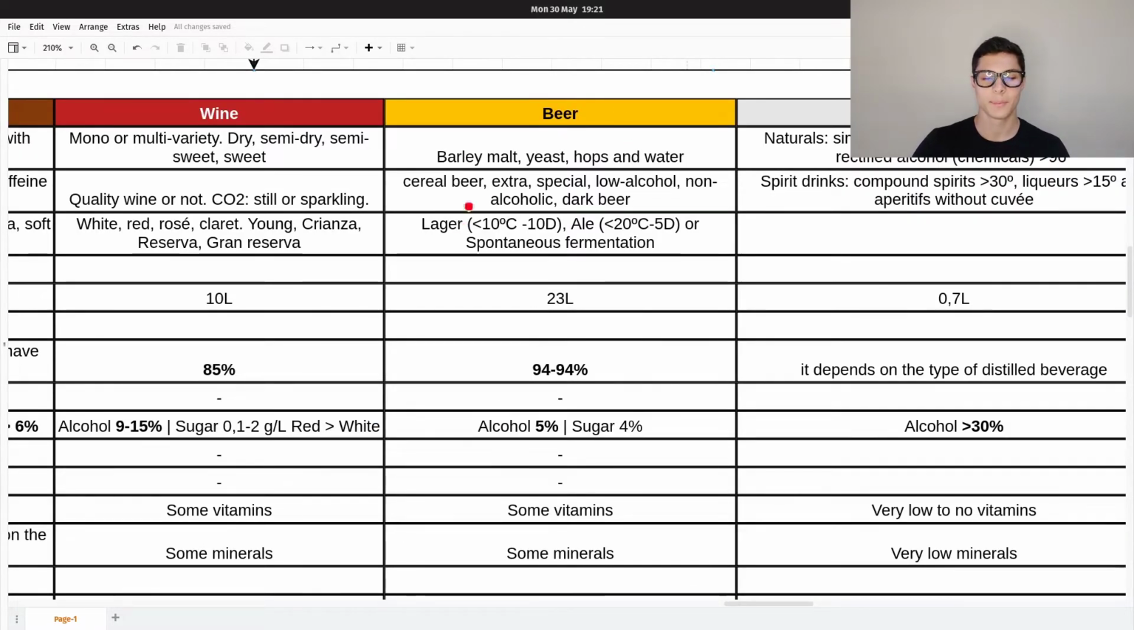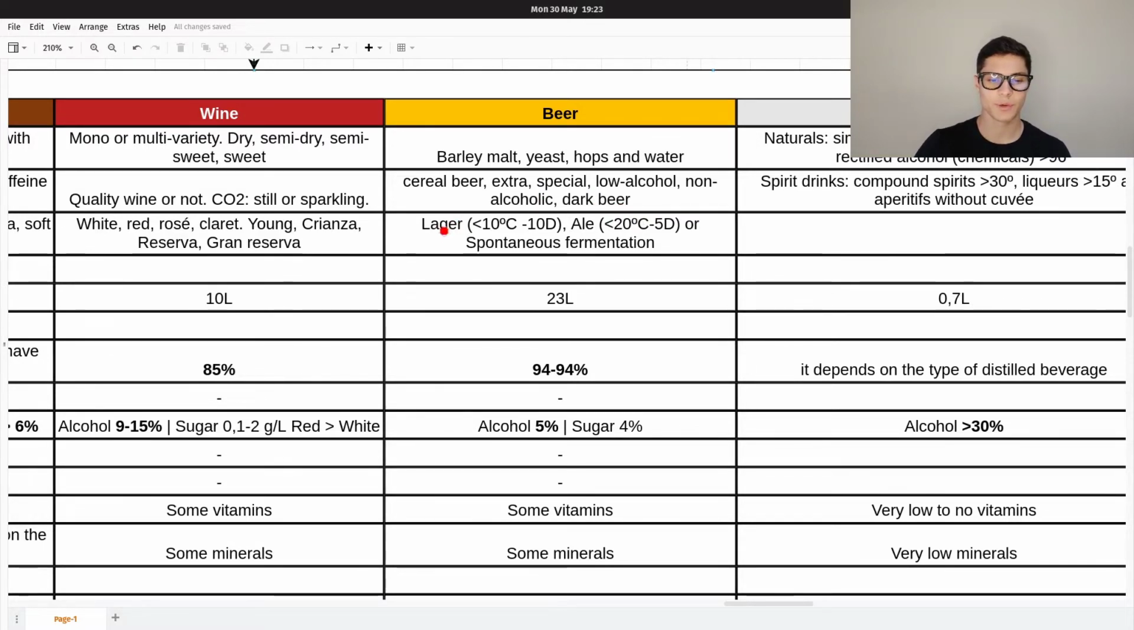Moving on, we have the beer. Beer is basically made by the barley malt, the yeast, the hops, and water. It can be classified as cereal beer if we use a different grain, extra, special, low alcohol, non-alcoholic, and dark beer. Extra is when the dry extract is more than 15%, and the special is when the dry extract is between 13 and 15. The normal beer has a dry extract around 11%. The lower alcohol beer is between 2 and 3% of alcohol, and the non-alcoholic is less than 1%. The normal beer has between 4 and 5%. And then we have the dark beer.